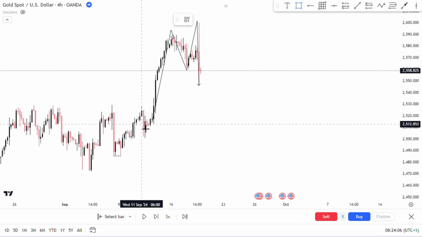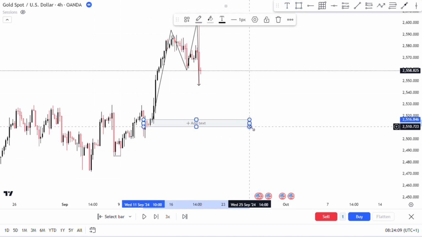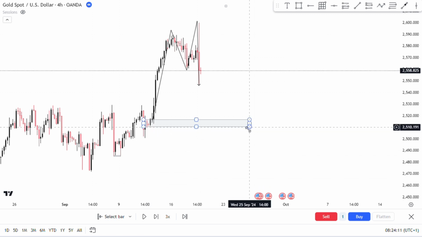Normally we would be expecting price to come back to this particular order block right here, but price is not returning back to the order block this period.